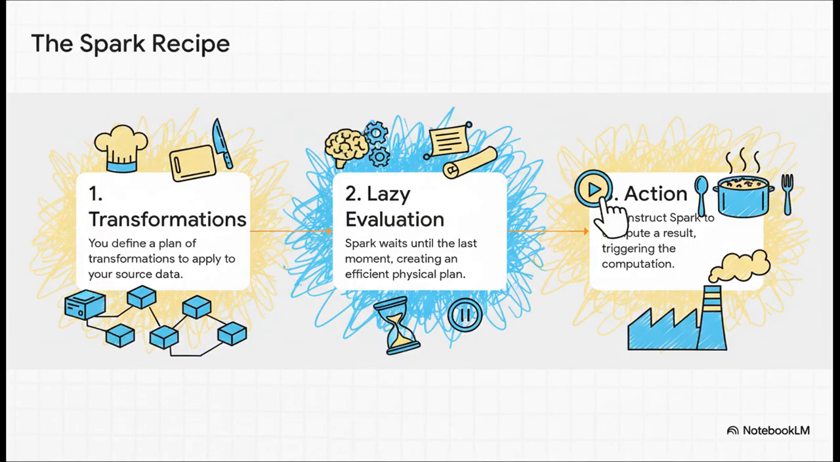This brings us to the Spark recipe, which happens in 3 phases. First, you define your transformations. These are just the steps you want to perform, like filter out bad data or sort by date. Now, crucially, nothing actually happens yet. No cooking has started. Second, this is where lazy evaluation comes in. The driver, our head chef, reads your entire list of transformations and creates the single most efficient plan to get it all done. And finally, only when you call an action, like shouting serve and asking for a final result, only then does the entire kitchen spring into motion to execute that perfectly optimized plan.